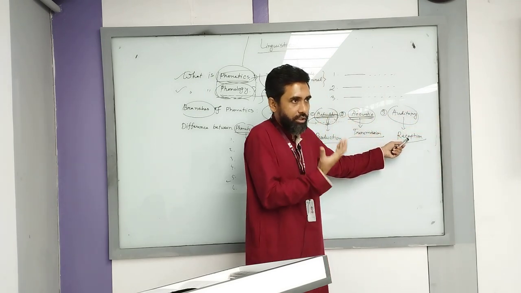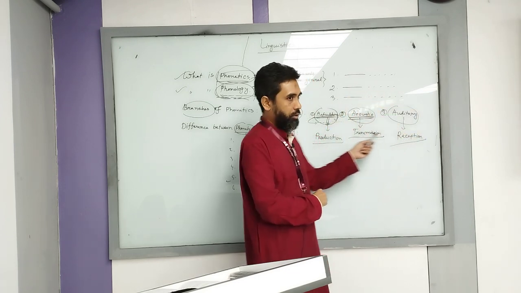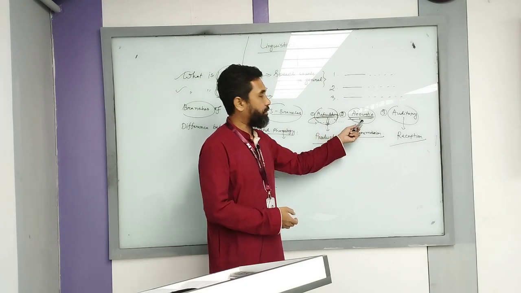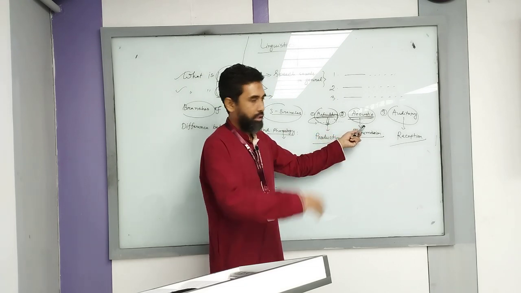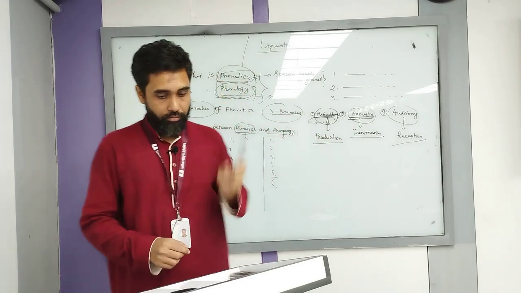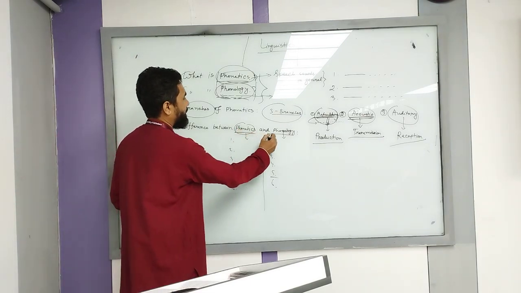So production is one branch, the travel in the middle is one branch, receiving is another branch. So the production-related branch we call articulatory phonetics, acoustic phonetics, the transmission in the middle, and finally auditory phonetics. Clear? And then we discussed the difference between phonetics and phonology.